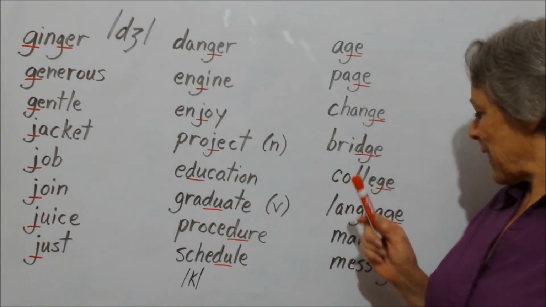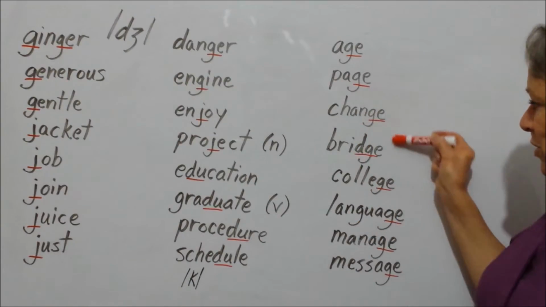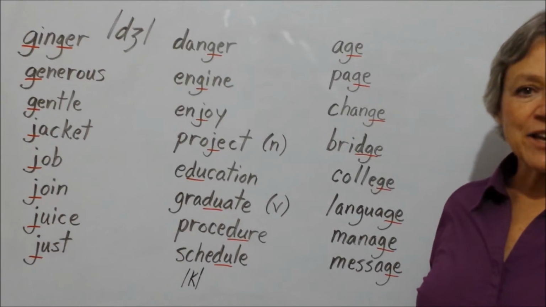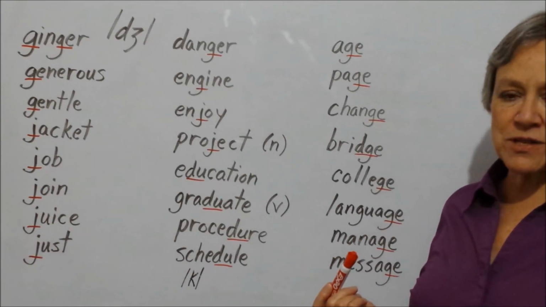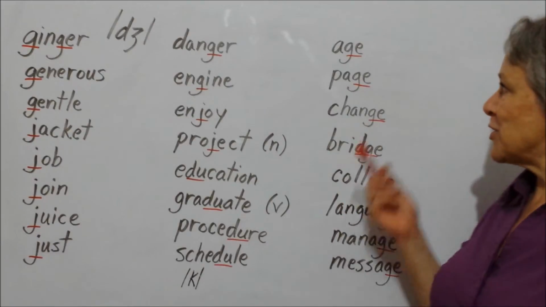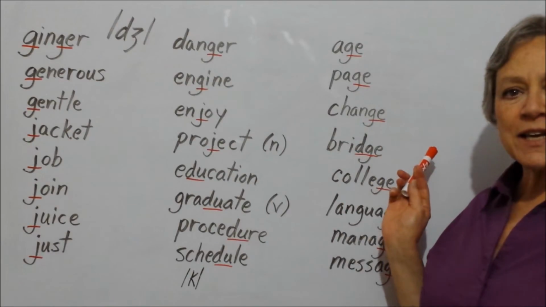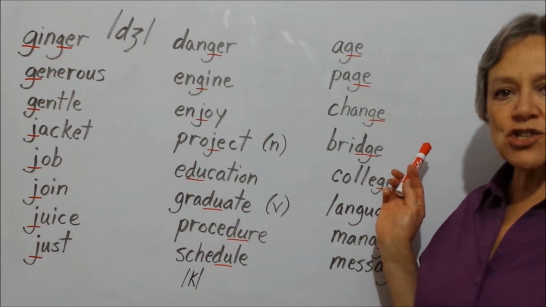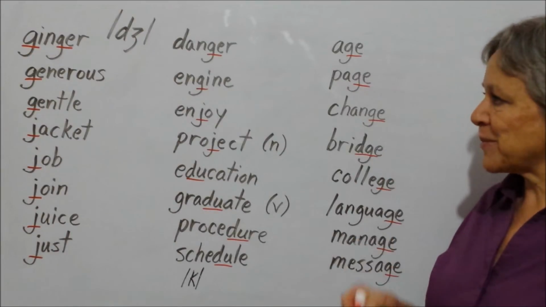Okay? Also, each of these words ends in the letter E, but we do not pronounce the letter E. Okay? So the last sound in each of these words is j. All right? Okay.